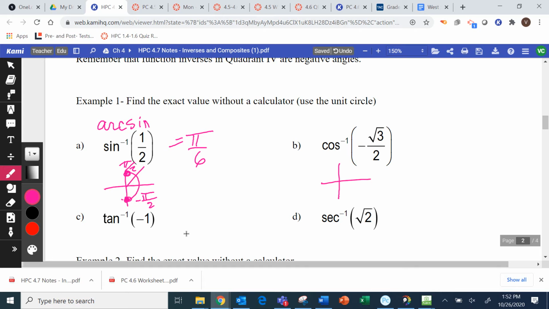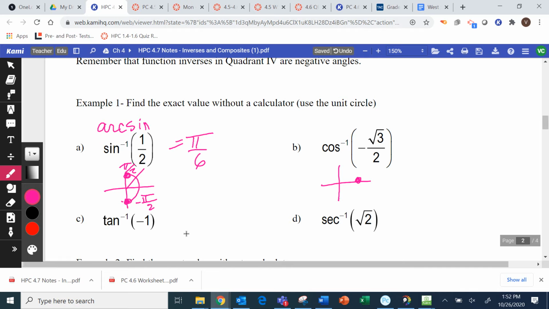So the next one, where is cosine? And we have a negative number. Cosine's going to go from 0 to pi. Negative means it's going to be in the second quadrant, because you only have 2 quadrants to pick from. Cosine's negative in the second quadrant. And then where is cosine radical 3 over 2 in the second quadrant? What reference angle would that be? 30, which is pi over 6. So what's the pi over 6 in the second quadrant? 5 pi over 6.